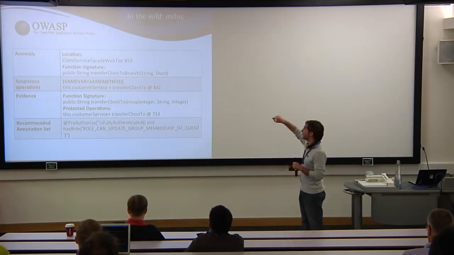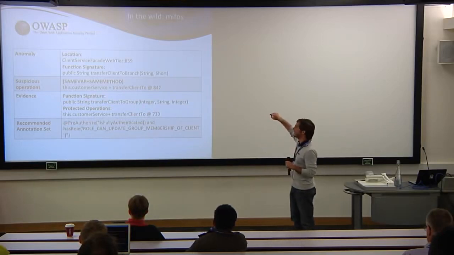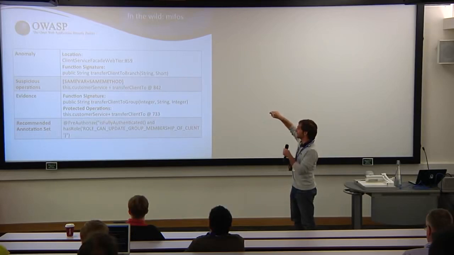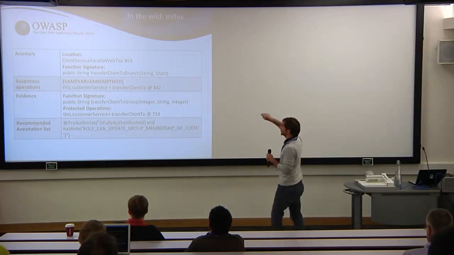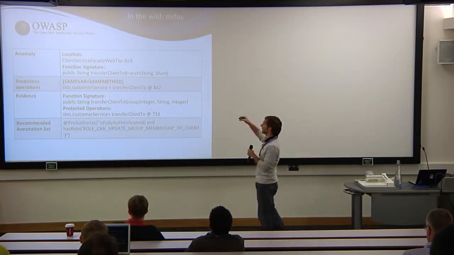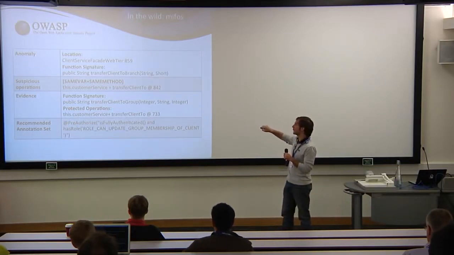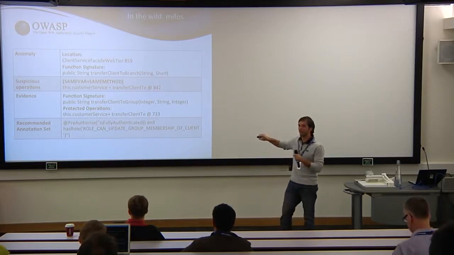For example, this one is same variable, same method, so the most critical level, right? There is this method here called transferClientToBranch that belongs to the class ClientServiceFacadeWebTier. As you can see here, the suspicious operation is transferClientTo, which operates on this customer service. We found a different method called transferClientToGroup. So instead of to branch, to group, that calls the exact same operation on the exact same variable with the exact same function. And the other one is actually protected by requiring these two methods right here.